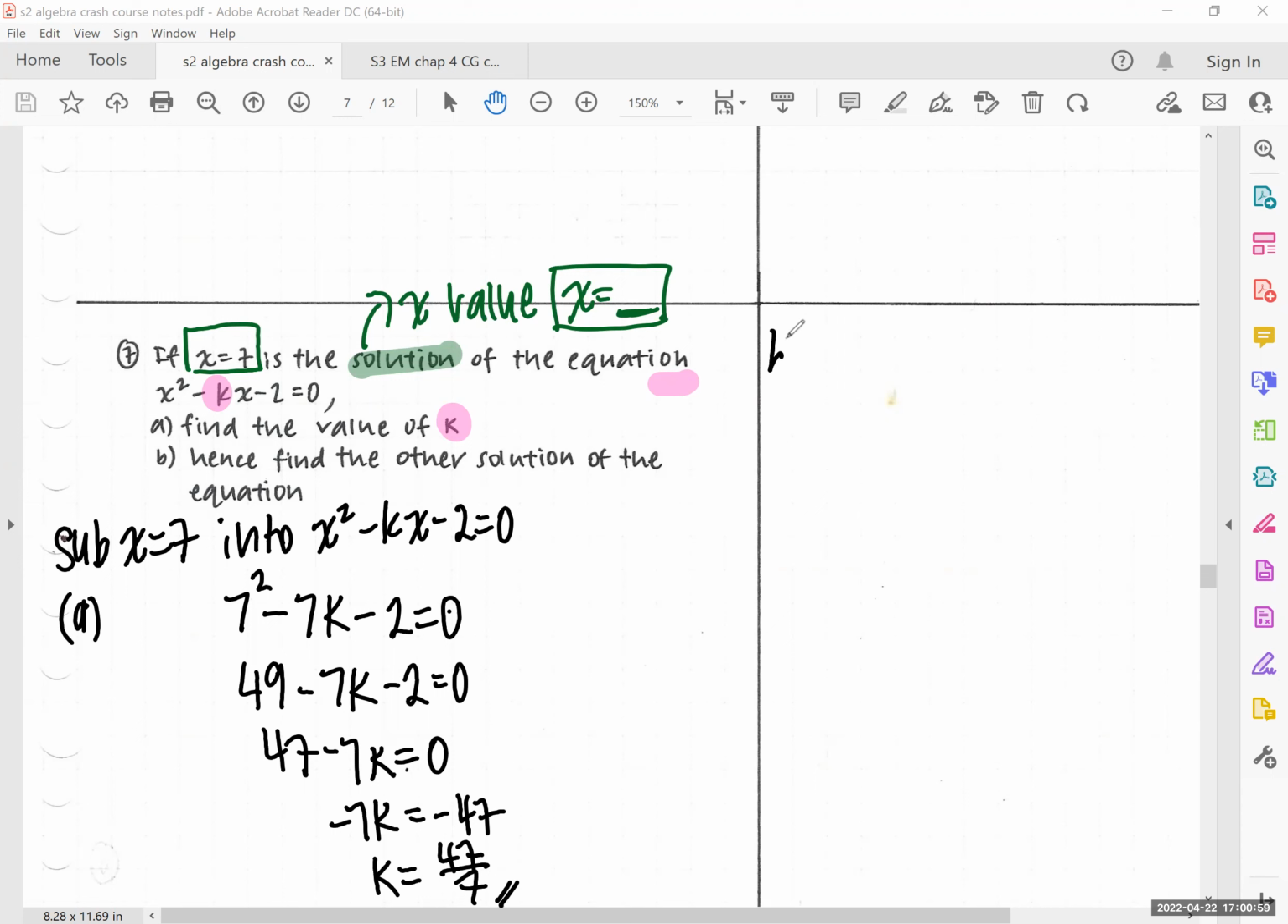Now we'll do part B. Part B says hence. Hence means you have to use the part A answer, correct? And they say find the other solution. So the other solution means what? Find who? Why find k? We found k already for part A. So why would we still want to find k? Does it even make sense? So what does the other solution mean? Finding who?